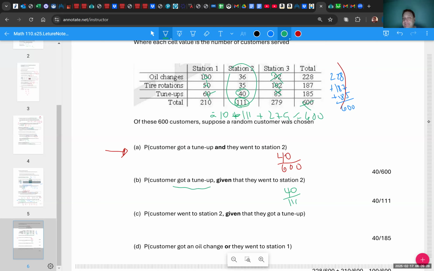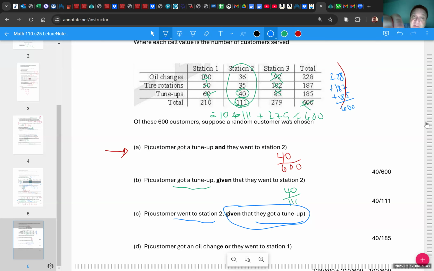Forty of those match the description. They got a tune-up. All right, let's reverse this. Instead of customers that got a tune-up given they went to station 2, let's say they went to station 2 given they got a tune-up. So I reverse those things, and you actually get a different answer. Now we are given the fact that this is something that has already occurred.